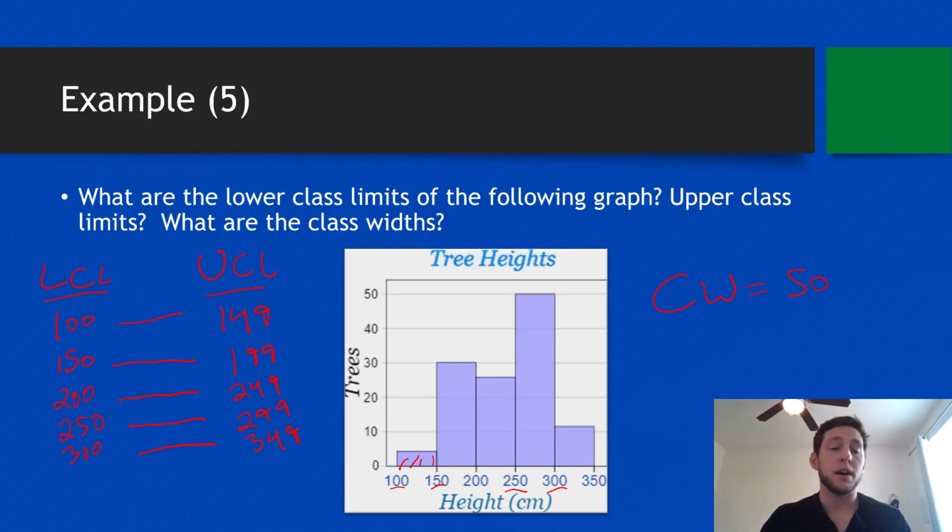So just be careful on upper class limits. It's not the number that appears on the graph. It's usually one down from that number. That way you don't have overlap, as we talked about.